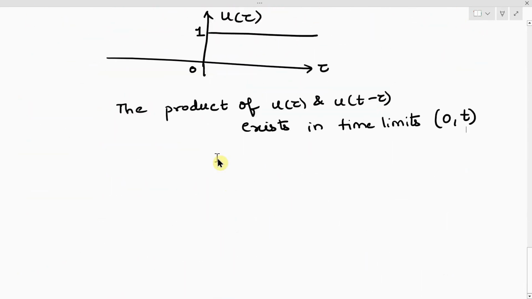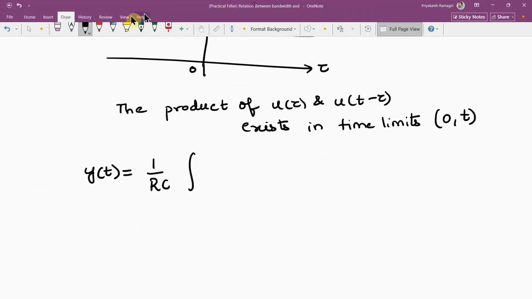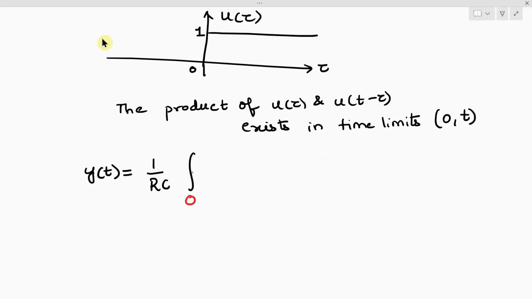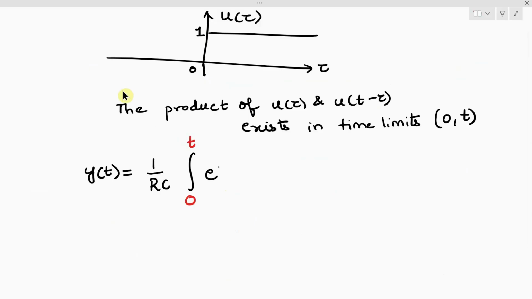So let's evaluate the output of the system. y of t equal to 1 by RC integral. Now the limits will change from 0 to t. This is how we get the limits. Next, the functions are as usual e power of minus tau by RC. And what is the value of u of tau?